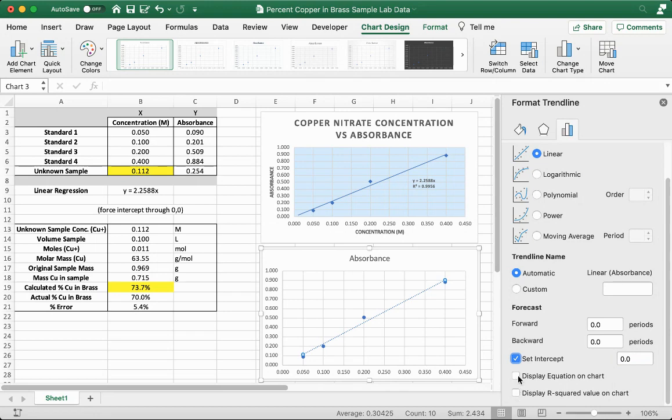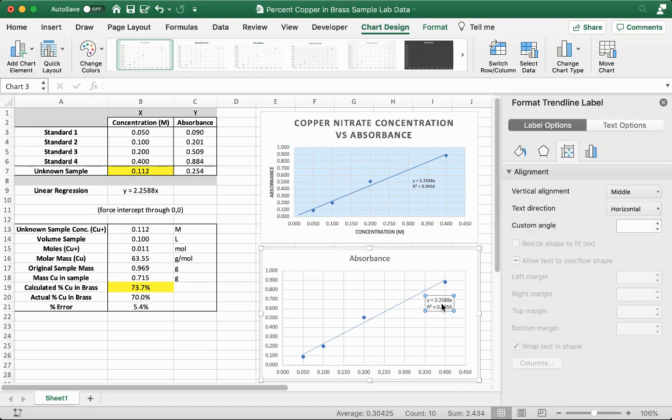And we also want to make sure that we are displaying the equation on the chart for our trend line, as well as the R-squared. So the R-squared helps us know how linear the line is, like how well does that trend line fit the data.